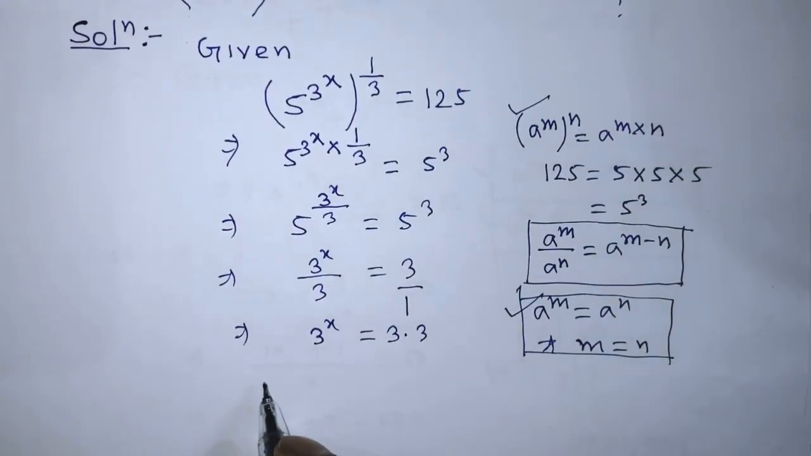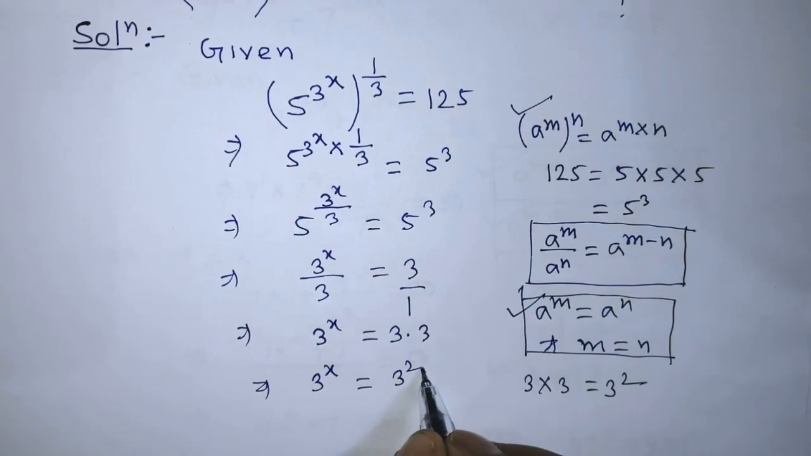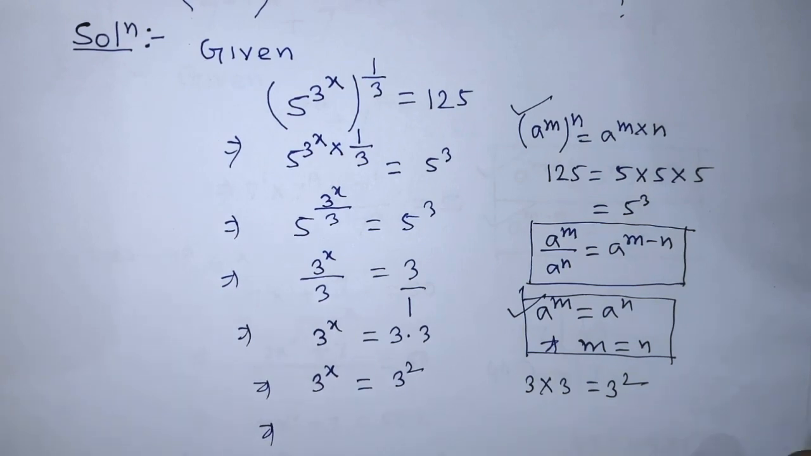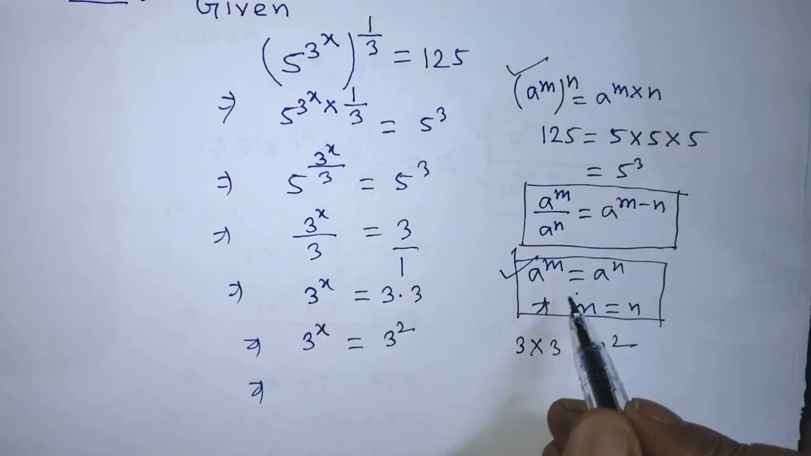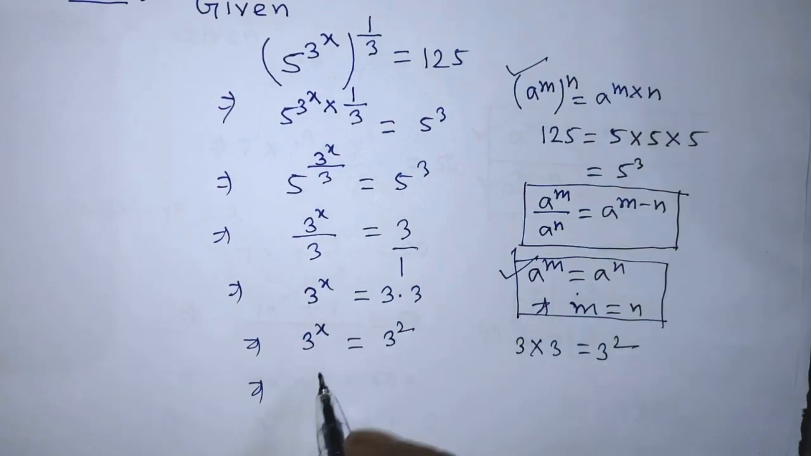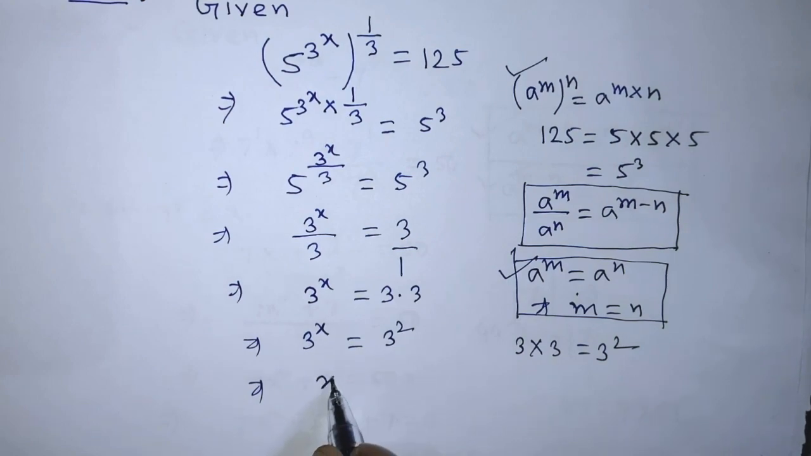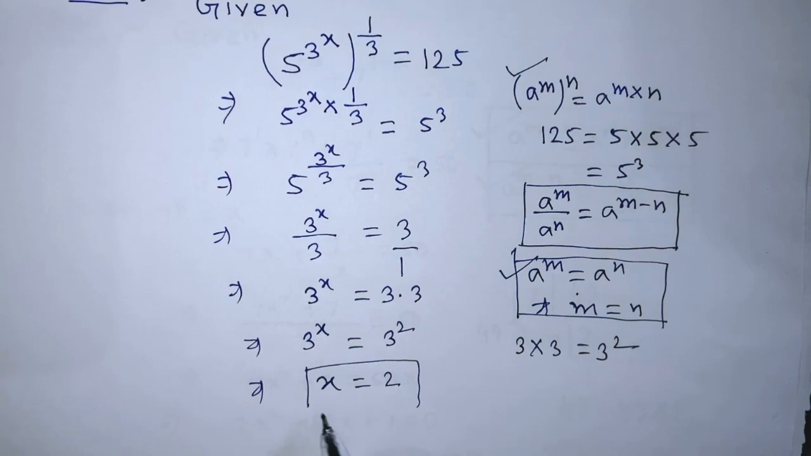After that we can write from this equation 3^x is equal to 3^2. To find the value of x from this equation you have to apply this formula. According to this formula we can write x is equal to 2. So student, this is our final answer. Our answer is complete.